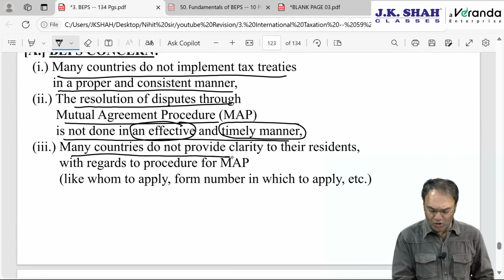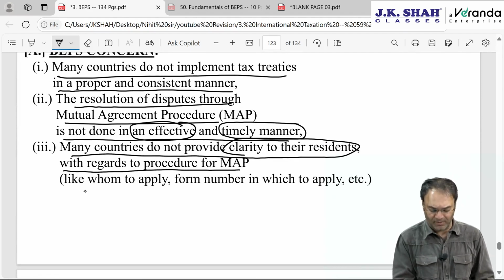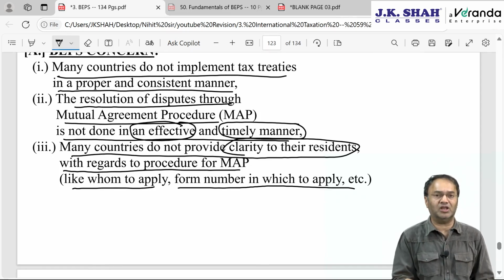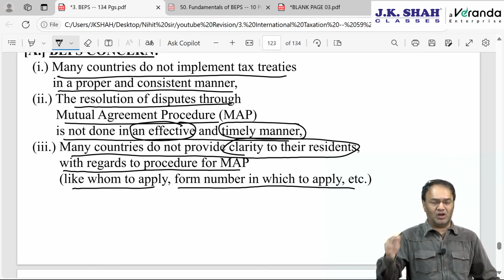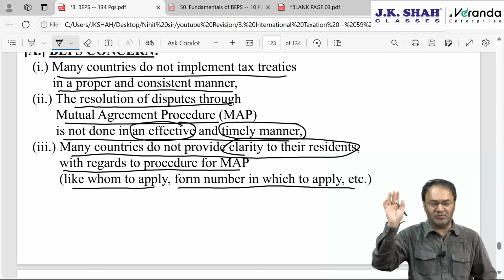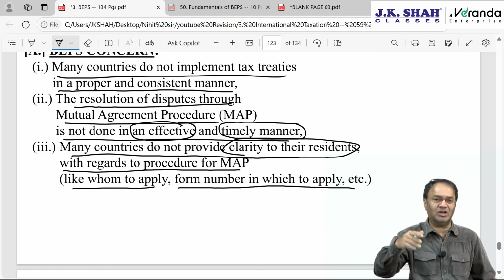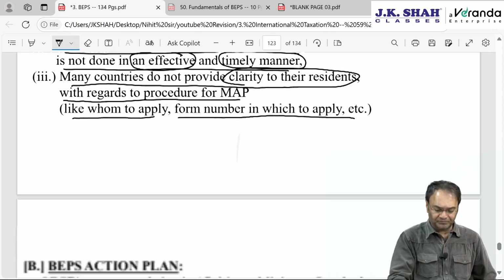Many countries do not provide clarity to their residents, like the way India never provided under the Congress era, with regard to the procedure for MAP, like whom to apply to, the form number in which to apply, the fee structure if any, whether to apply at the local level, Delhi, to contact Nirmala Sitharaman, or to contact CBDT, or where.